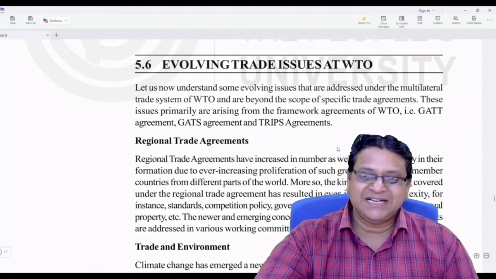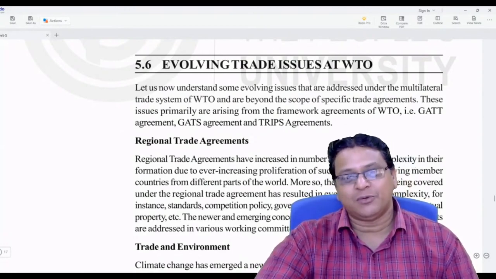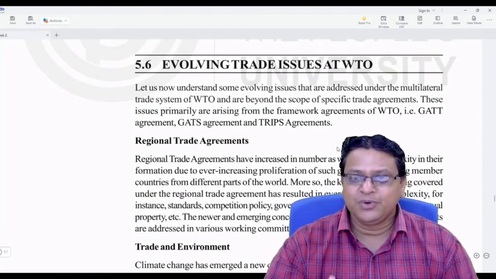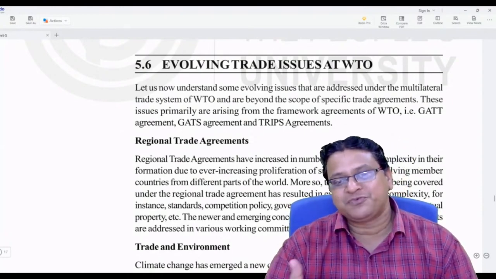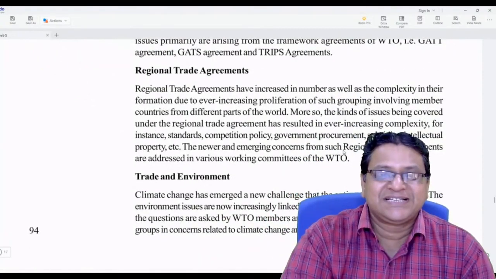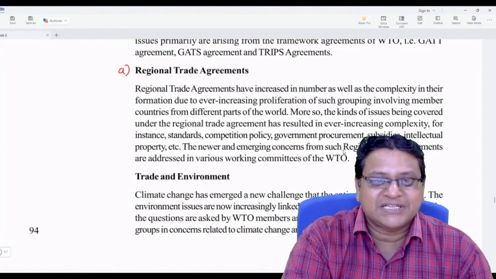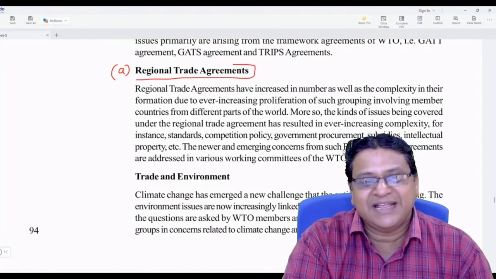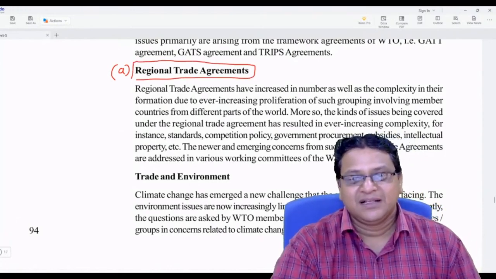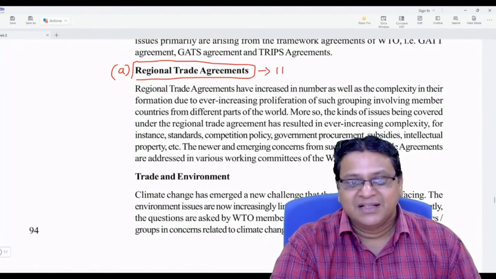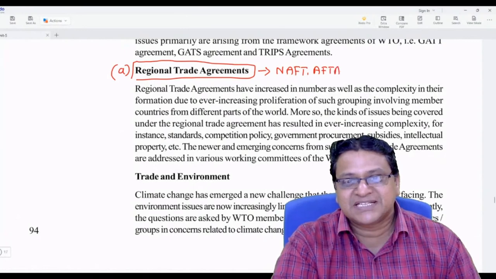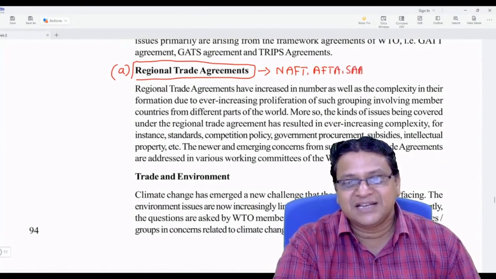What are the recent trade issues which are evolving in WTO? There are many concepts, many areas where WTO has to frame new rules and regulations. These are evolving areas. First one is regional trade agreements. Many countries are framing regional trade agreements in the form of economic integration, like NAFTA, which is a regional trade agreement. AFTA is a regional trade agreement. SAARC is a regional trade agreement.